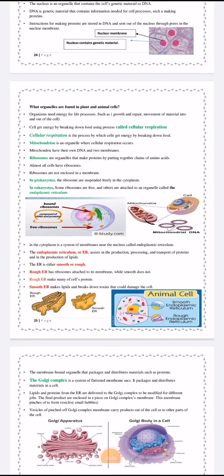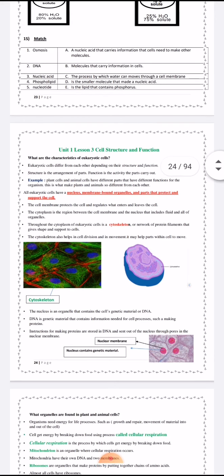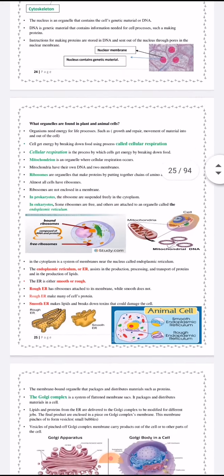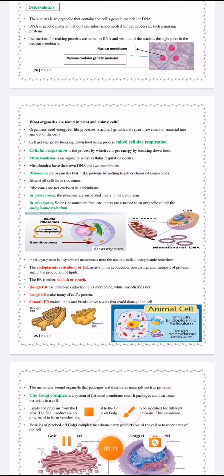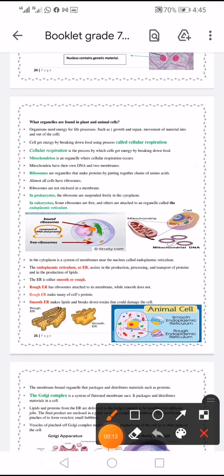Today we are going to continue Unit 1, Lesson 5, Lesson 3, Cell Structure and Function. So let's start. What organelles are found in plant and animal cells? So what organelles are common in plant and animal cells?